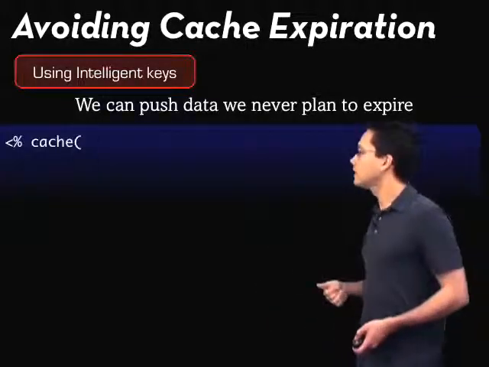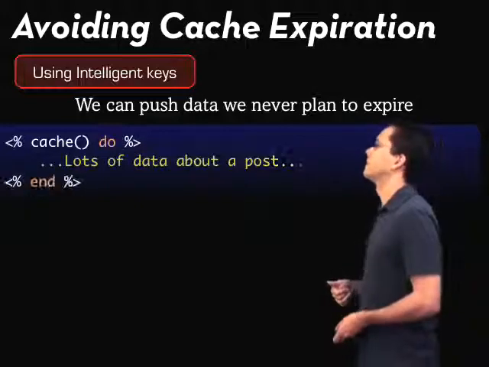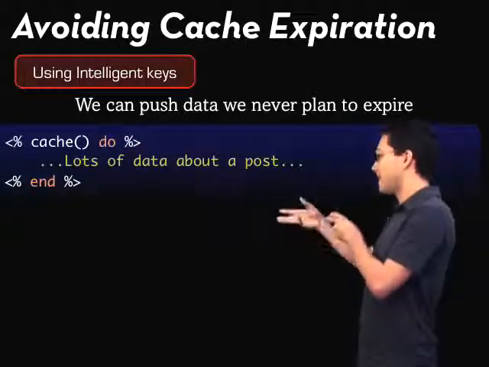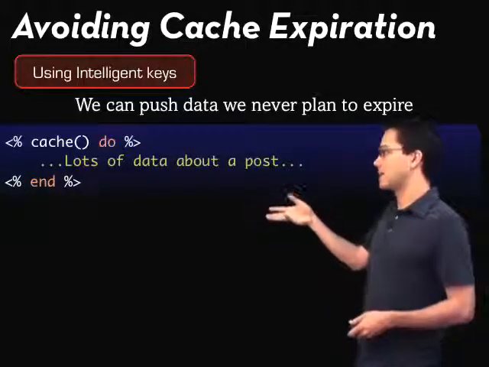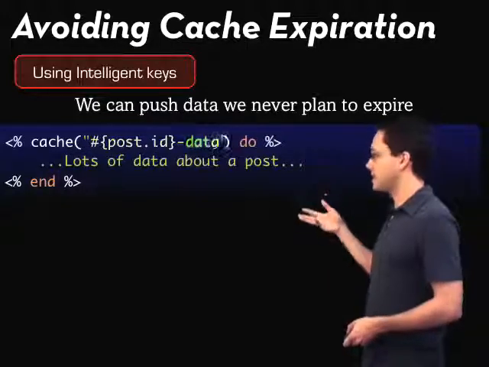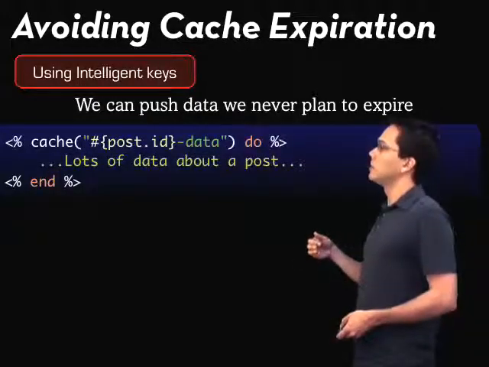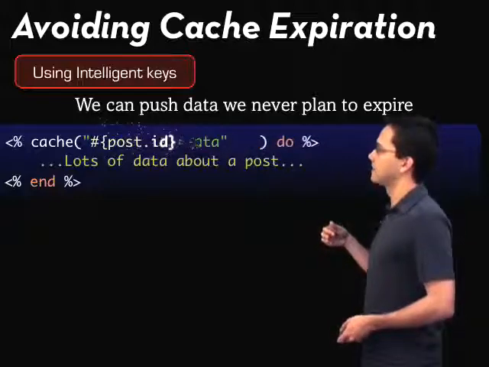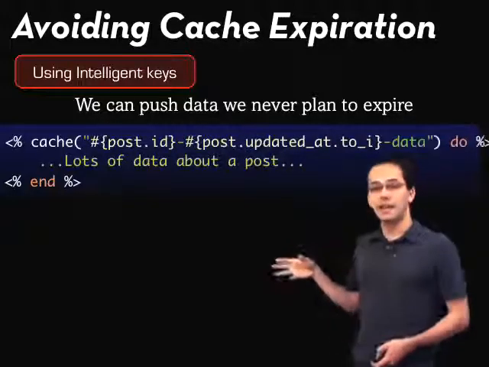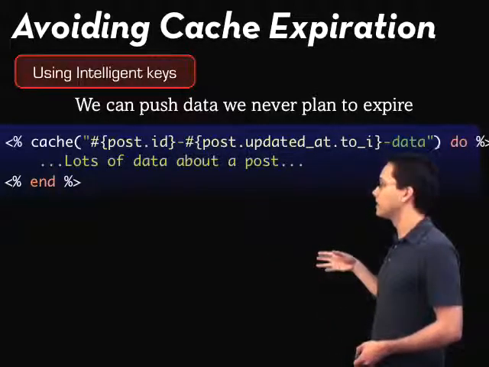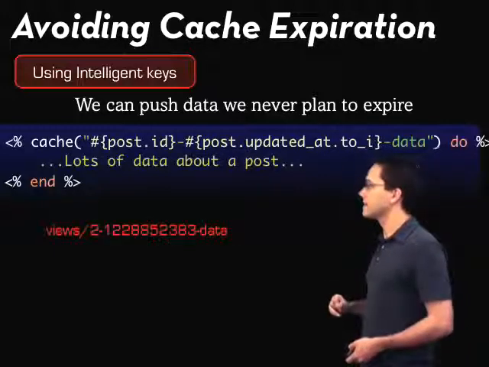So here's our little fragment cache helper here. And so if you've got lots of data about a post, what would we name this cache? It might be post ID data. But what would happen if we added updated at, the updated at date stamp in there as well? So the key would look something like this.